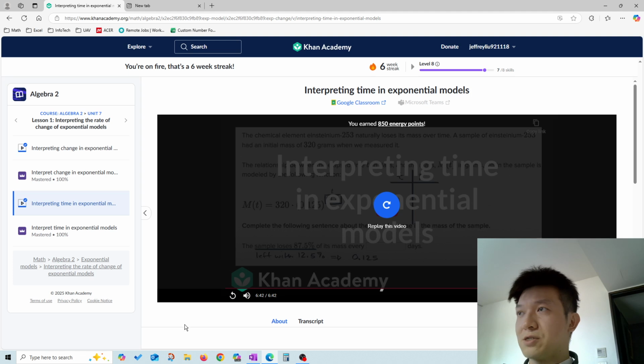That's it for these exponential models. We'll explain some more later along the way.